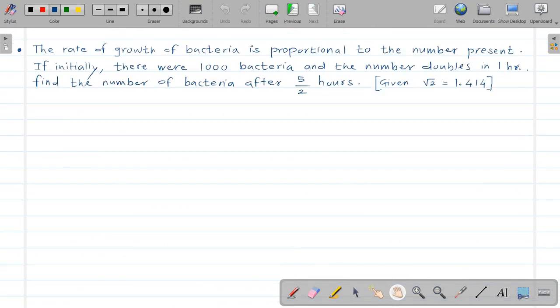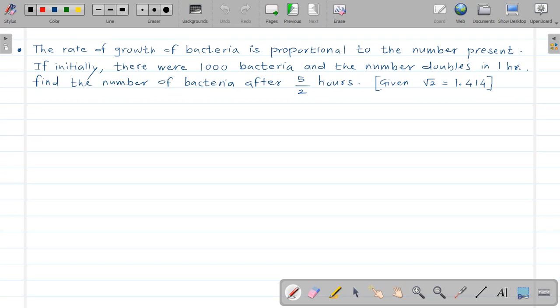So let us see. Now see the question here. The rate of growth of bacteria is proportional to the number present. If initially there were 1000 bacteria and the number doubles in 1 hour, then find the number of bacteria after 5/2 hours. And here the given value is root 2 is equal to 1.414. Now we will follow all the previous steps that we have discussed already, and then we will try to solve this example.